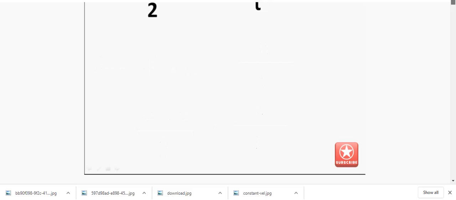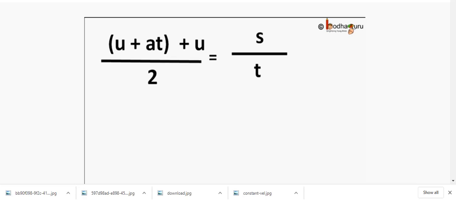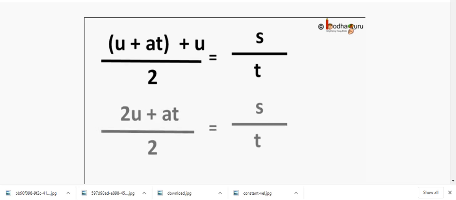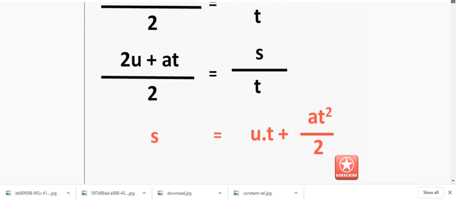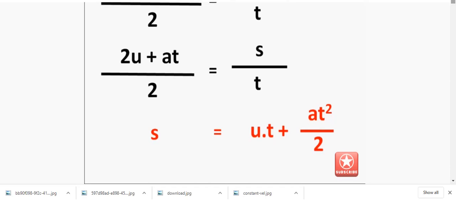We put the value of V is equal to U plus AT on the left hand side to remove V from the equation. So we get U plus AT plus U divided by 2 is equal to S by T. That is 2U plus AT by 2 is equal to S by T. T goes to other side, so this reduces to S equal to UT plus half AT square. We use this formula to find displacement S given initial velocity U, acceleration A, and time taken T.